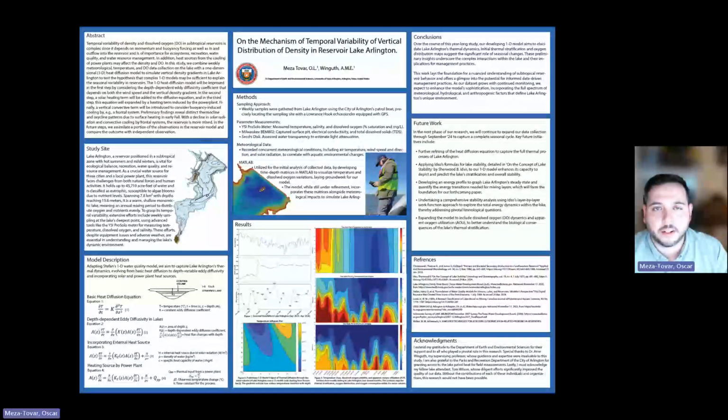I'm a graduate student in the Earth Environmental Science Department here at UT Arlington. I'm going to be presenting my research, which is on the mechanism of temporal variability of vertical distribution of density in Reservoir Lake Arlington. So this reservoir is positioned in a subtropical region, meaning hot summers and mild winters, so it sees no ice coverage at all.